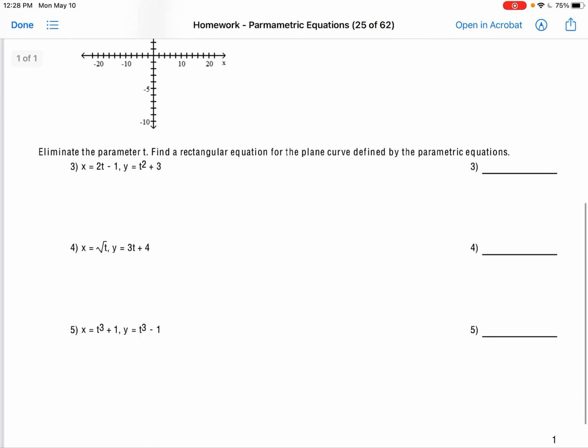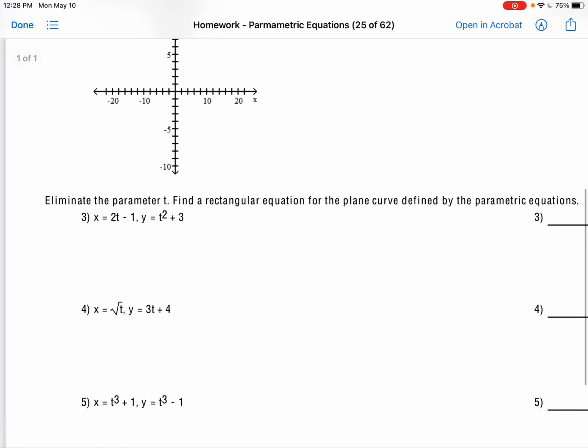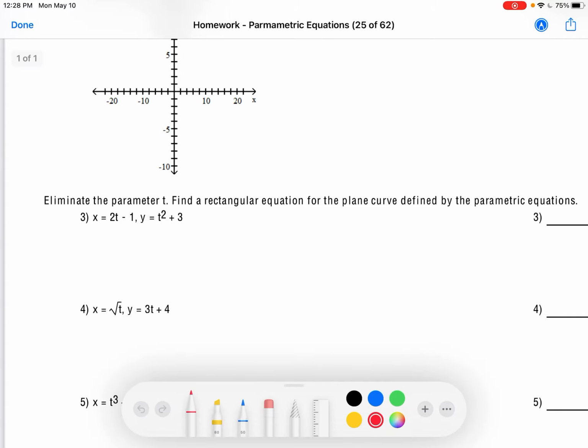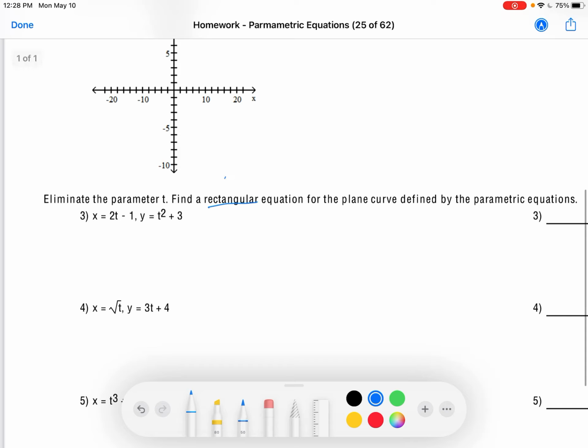All right, so if we take a look at question 3 here, this is more of a question that you guys will see on your test, okay? That's why I want to go over it a little bit more. So it says find a rectangular equation. Again, rectangular, going back to those chapters where we talked about rectangular and polar. Rectangular means x and y. So it's just a fancy way of asking you for x and y, defined by the parametric equations.